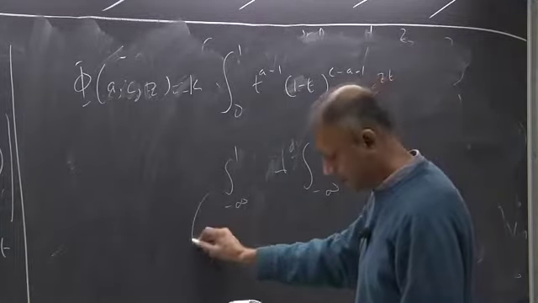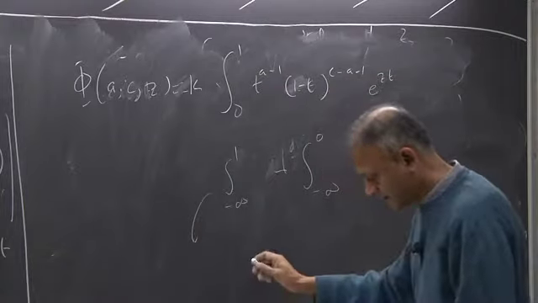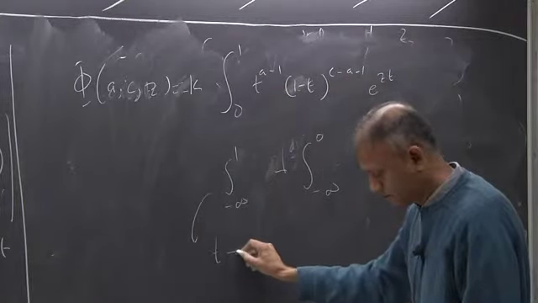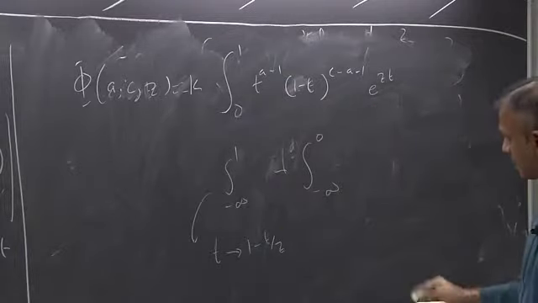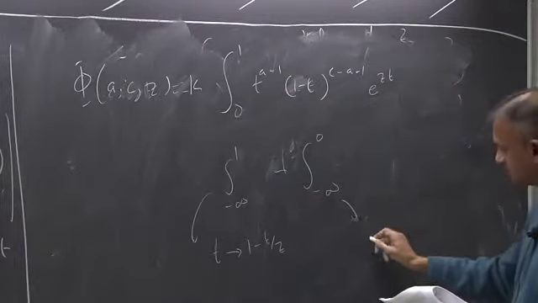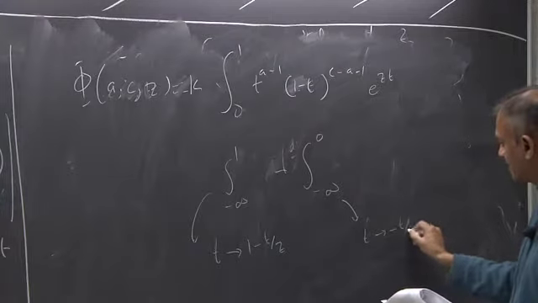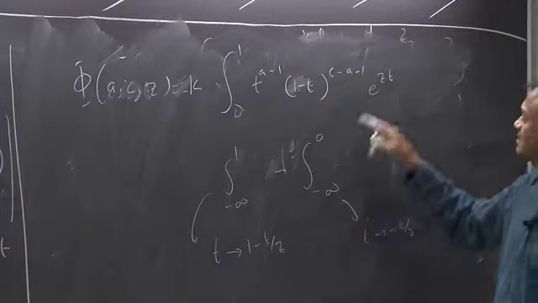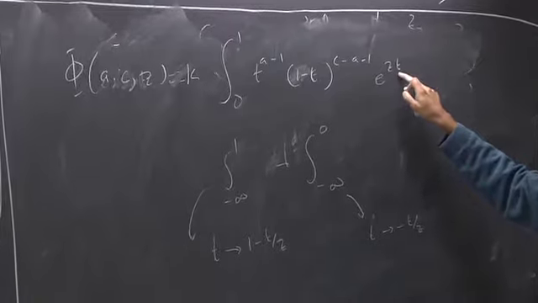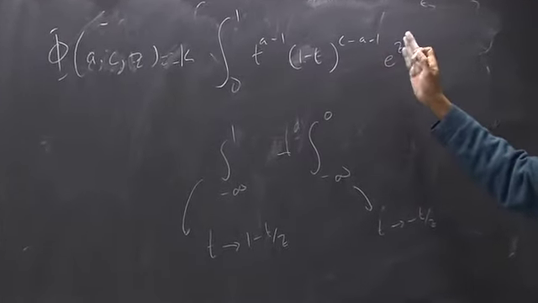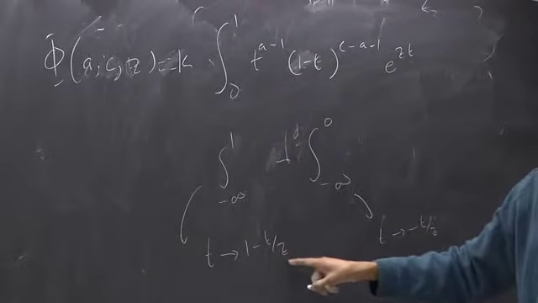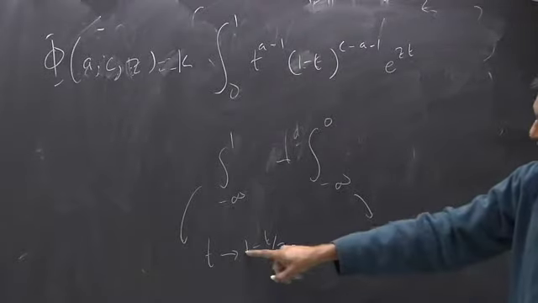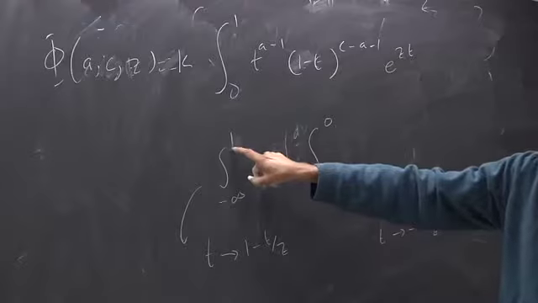Let's change variables in these two integrals. In the first integral, I change the variable t to 1 minus t divided by z. In the second integral, I change the variable t to minus t divided by z. You want t divided by z because this is e to the zt, so you want to get rid of the z from here. That's the reason for changing the variable t by z. The shift by 1 is simply to make this 0.